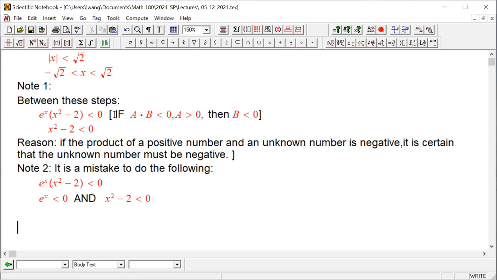Okay, use reason. We know e to the power x is always positive. But if you use or, this statement is obviously false, and this must be true. But this statement is completely redundant, because if this is true, that must be true. So whether you use and or or, it's going to be logically flawed. So don't do that. It's a mistake to do the following.